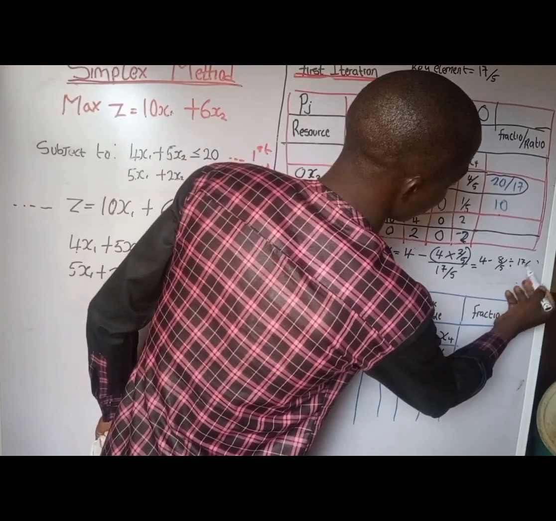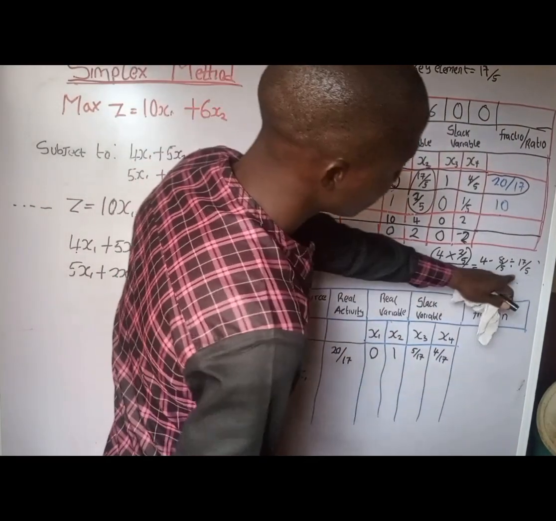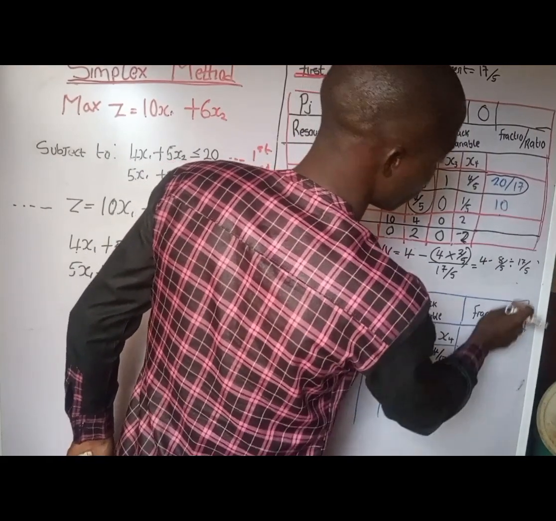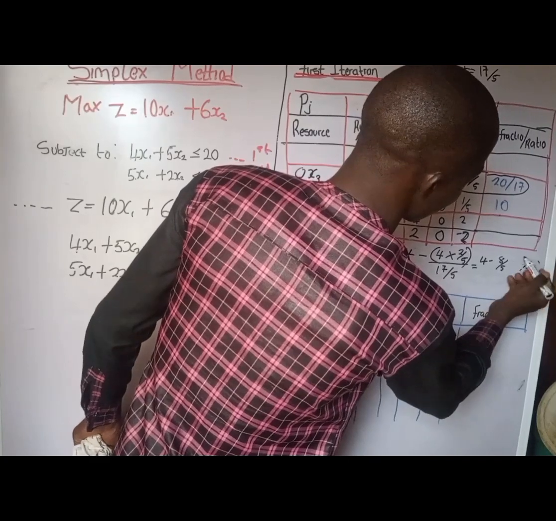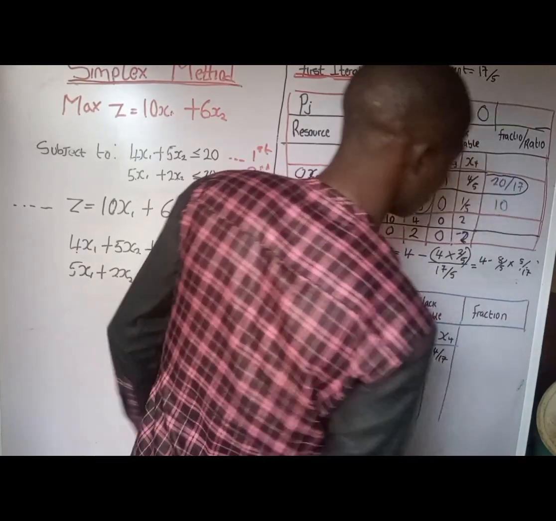17 over 5. 8 all over 5 divided by 17 over 5. If this division sign changes to multiplication, this 5 will come to the numerator and 17 will go to the denominator. So I'm going to be changing it. I'm going to be having 5 multiplied by 5 all over 17.